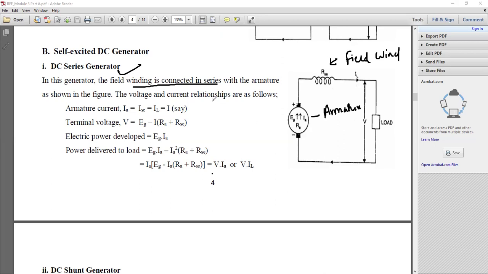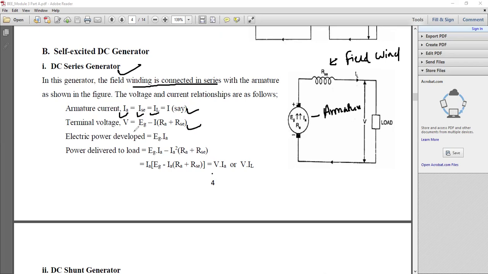Here, we do not require any excitation circuit. A separate excitation circuit is not desirable. Okay, so here you can see the armature current is equal to the series field current, which is equal to the load current, that is equal to I.